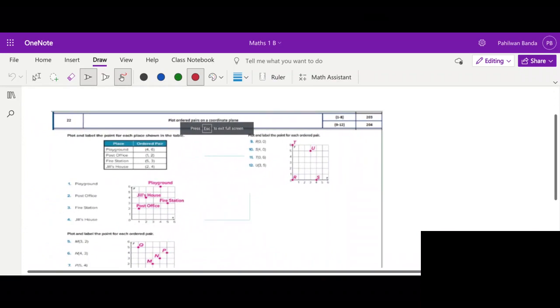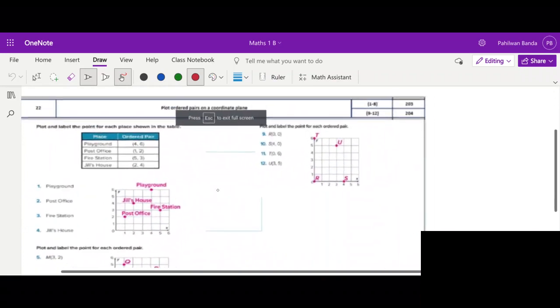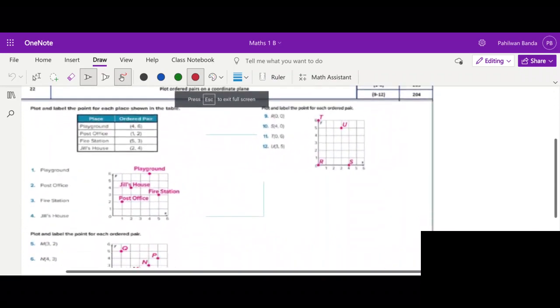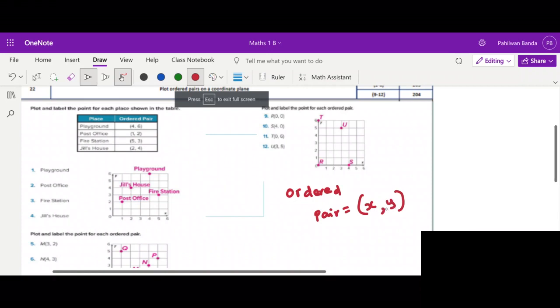Ordered pairs. Plotting the points on the ordered pairs. This is very simple. Now, how do we answer these questions? Always remember ordered pair. What do you mean by ordered pair? It is written like this. You have a bracket, which is called parenthesis, and the first one is always on the x axis and the second one is always on the y axis.